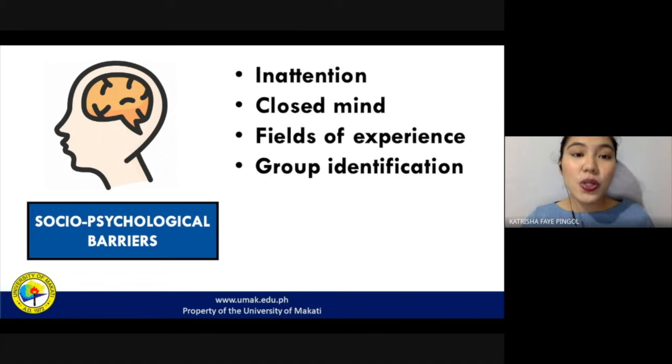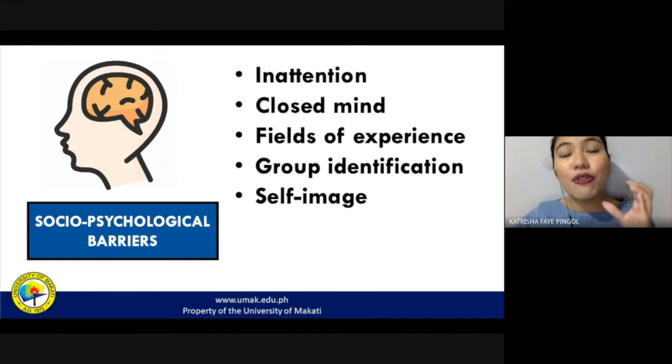Group identification could also hinder or disrupt the communication process, especially if you identify with a certain group of people. You know already that there's a culture in that group, and that culture might be different from the culture of other groups. So that in itself could hinder communicating with other people. Aside from those things, the way that you view yourself, your self-image, could also hinder, disrupt, or affect the communication process. It's how confident you see yourself. Do you see yourself worthy of certain opportunities, and so on and so forth. So you have to be very careful with how you see yourself when you communicate.